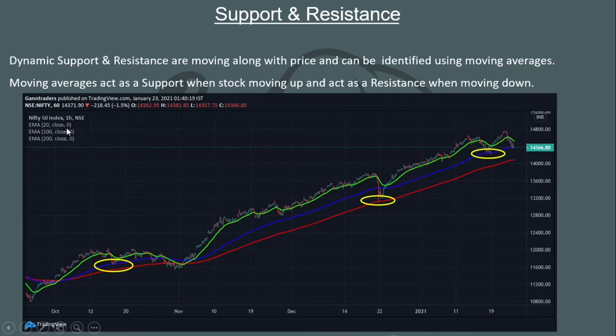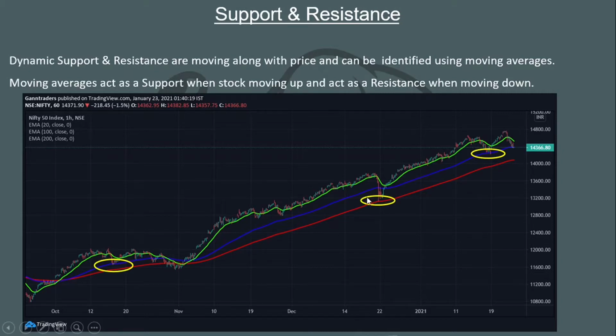I have added 20, 100 and 200 EMAs, and 20 is a very short term support, 100 is a medium term support, and 200 is a long term support. If you see this chart, you can come to know how the current trend is going with the 20 EMA, how the medium term trend is behaving with the 100 EMA, and how the longer term trend is going.